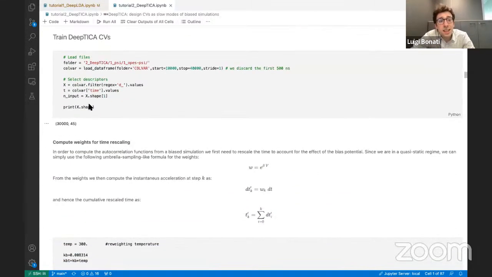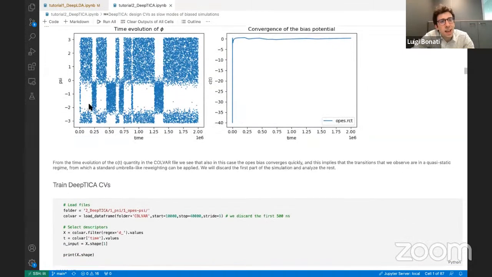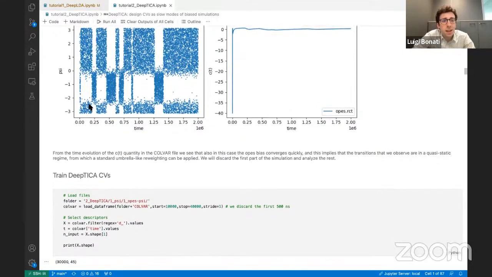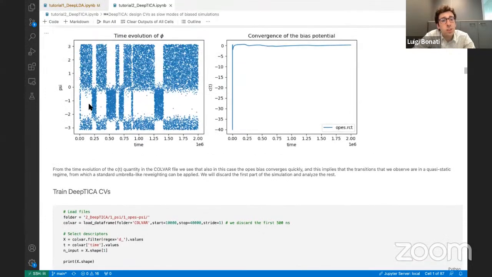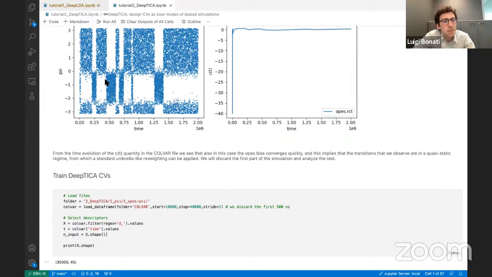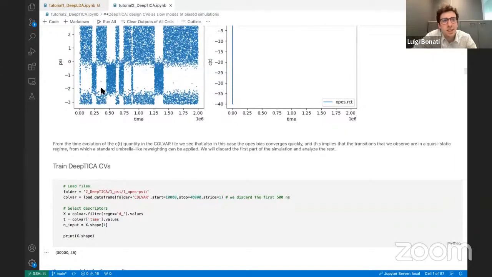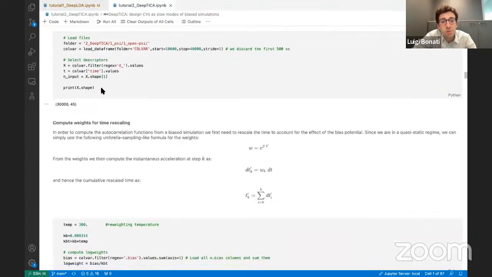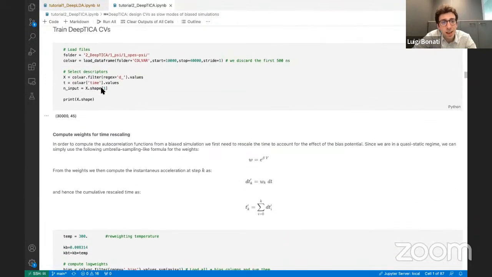And this is a key point because, of course, extracting data from a very out-of-equilibrium scenario will be much more difficult. While here, when using OPES, maybe we just observe a few transitions in what is really a huge amount of time, but we will see that we are able to extract some useful information out of it.